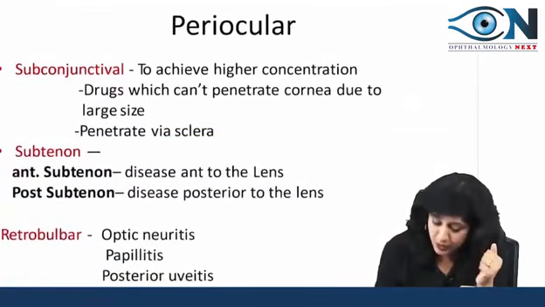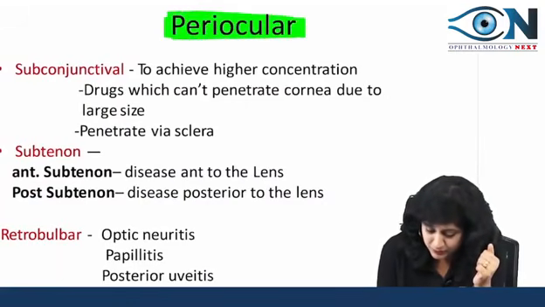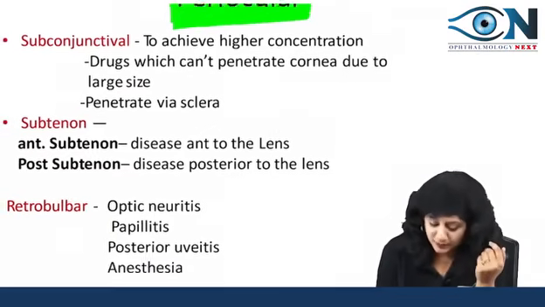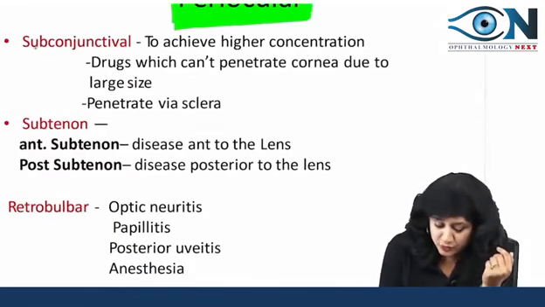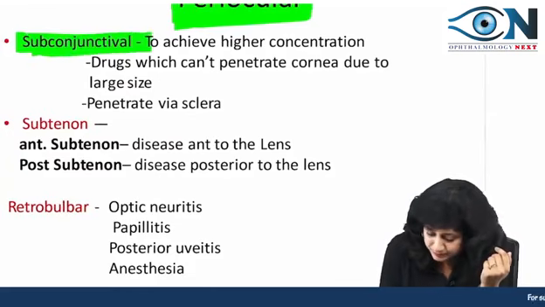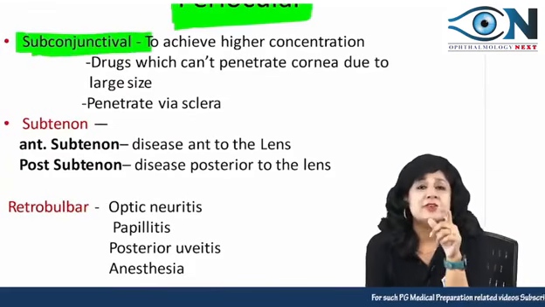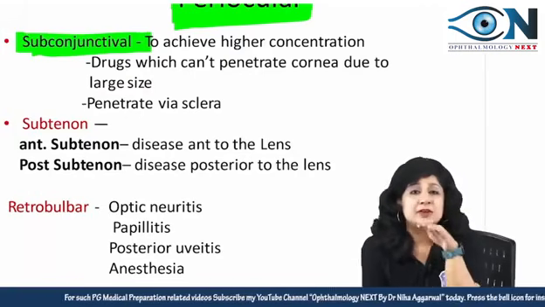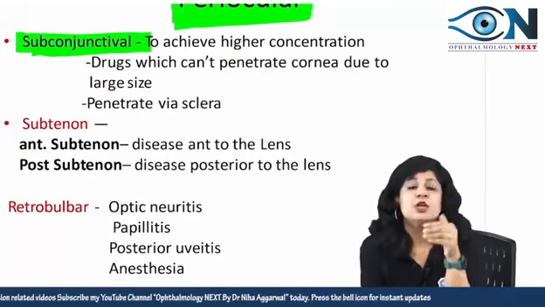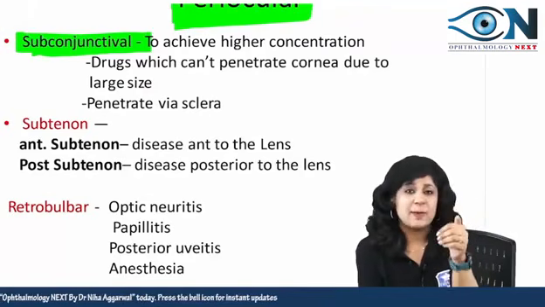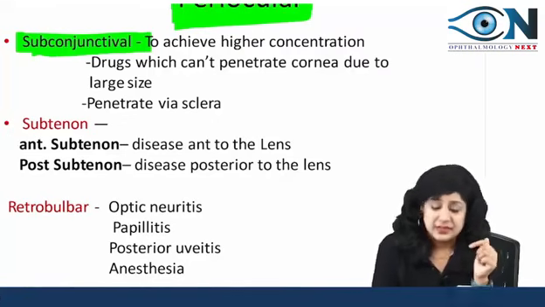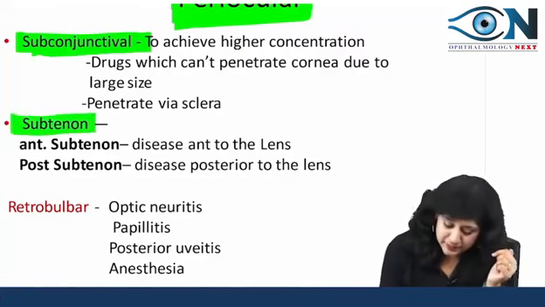Now first we will concentrate on the periocular injections. We have 3 or 4 types of periocular injections. We will take them one by one. The first one is the subconjunctival. Now there are certain drugs whose particle size is pretty large, so they cannot penetrate the cornea. If they are not able to penetrate the cornea, we can use the sclera. This will penetrate the sclera. Then the second important one is the subtenon.